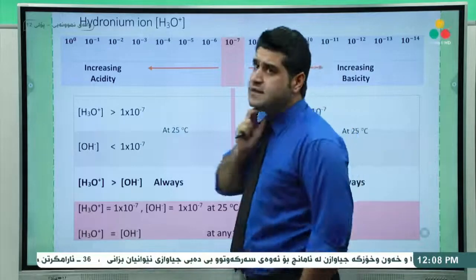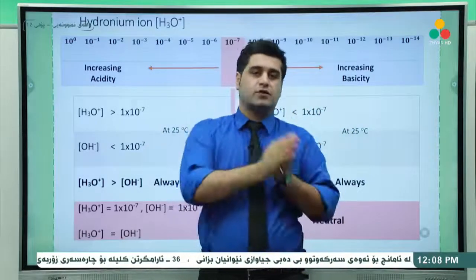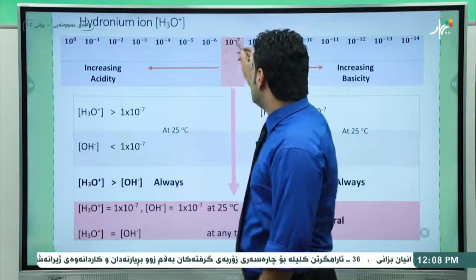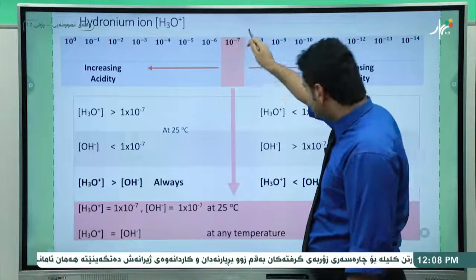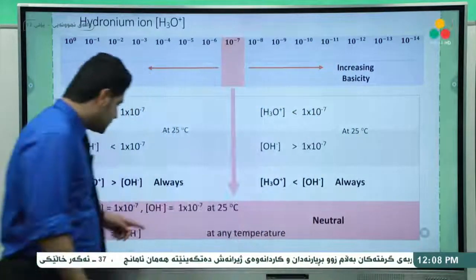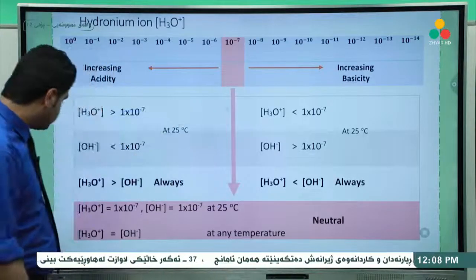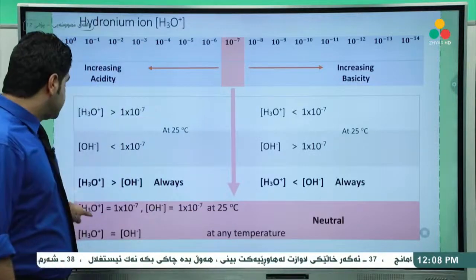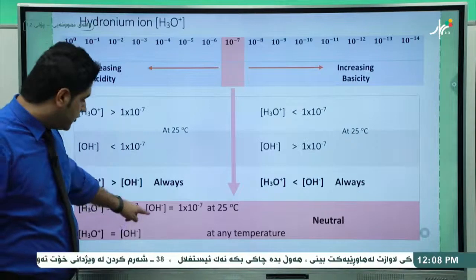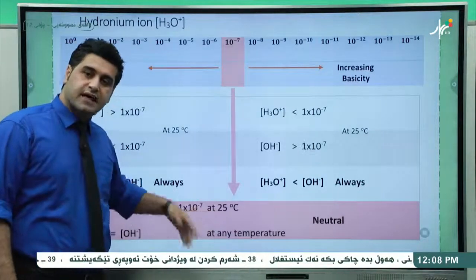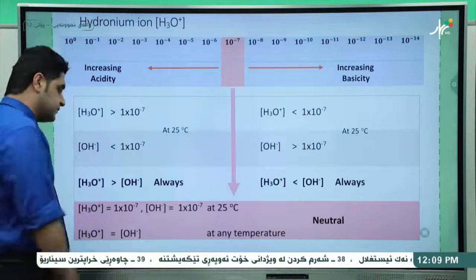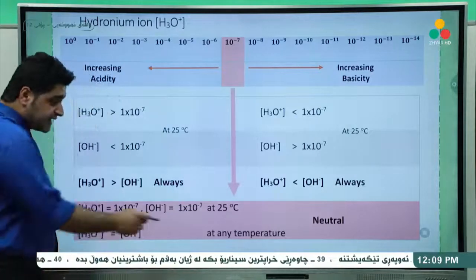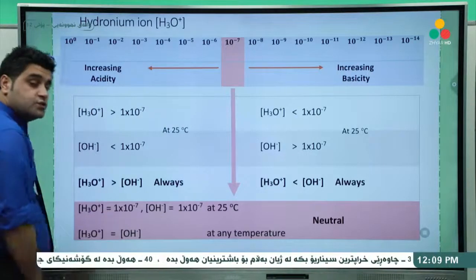We're going to identify aqueous solutions as acid, base, or neutral based on the hydronium ion concentration. Well, in the middle of that scale is 10 to the negative 7. It relates to the neutral, such as water. In neutral, H3O is equal to 10 to the negative 7, OH is equal to 10 to the negative 7, at 25 Celsius degree. But at any temperature, H3O is equal to OH.